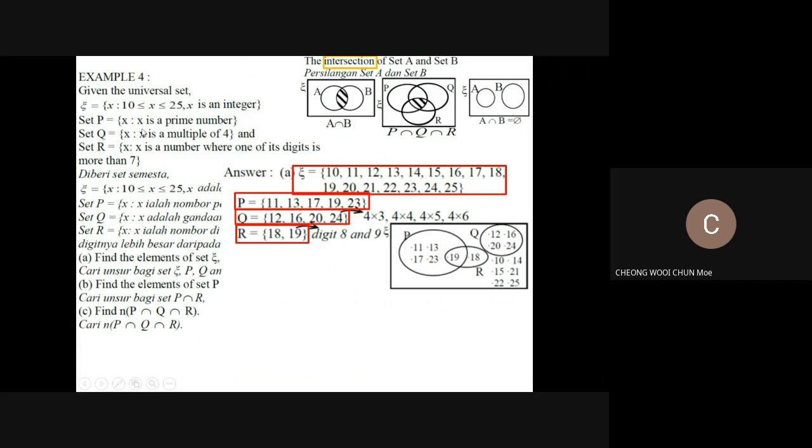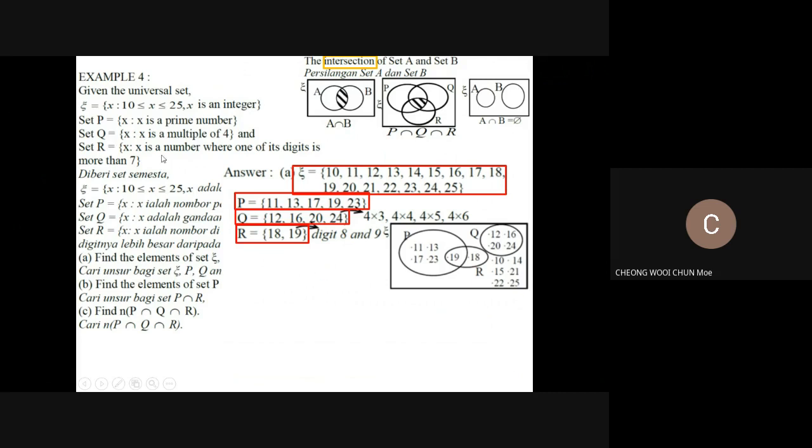So P: x is a prime number. From the universal set, find the prime numbers: 11, 13, 17, 19, 23. These are the prime numbers. Q is a multiple of 4, which means 4 times 1, 4 times 2, 4 times 3, and so on. So 4 times 3 is 12, 4 times 4 is 16, 4 times 5 is 20, 4 times 6 is 24.